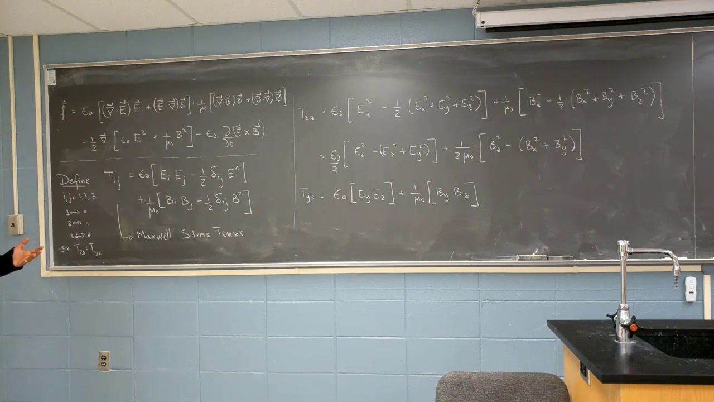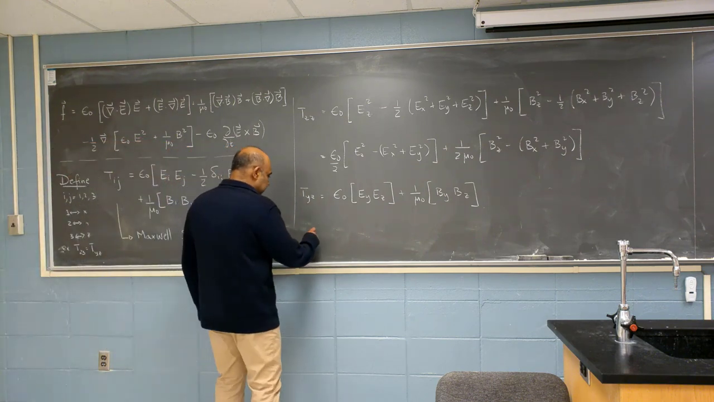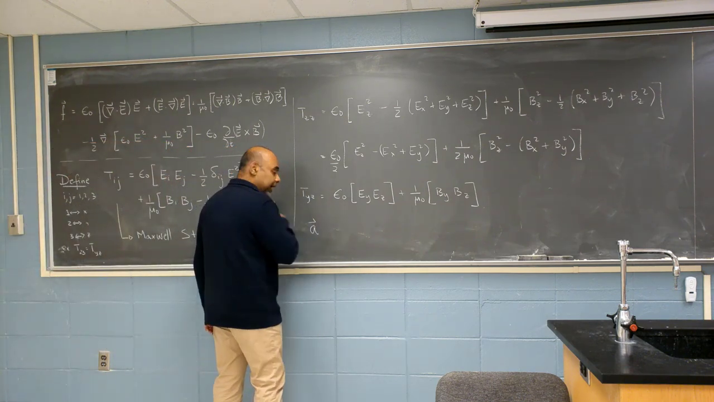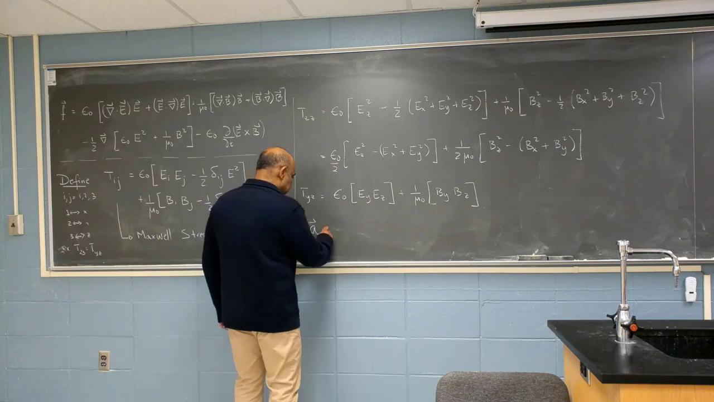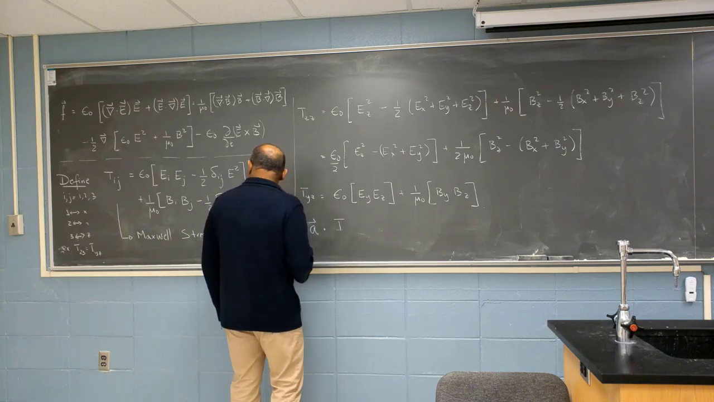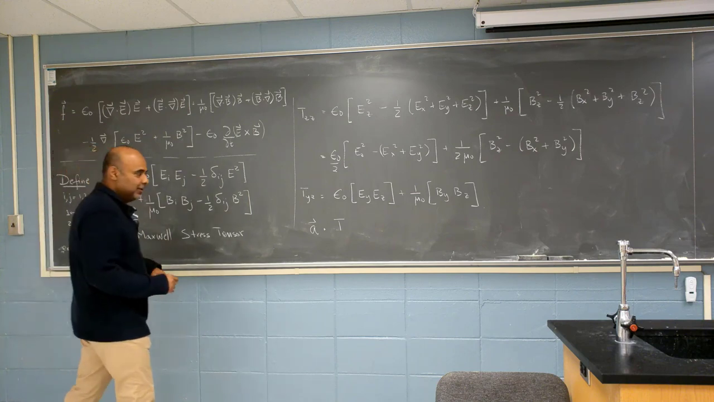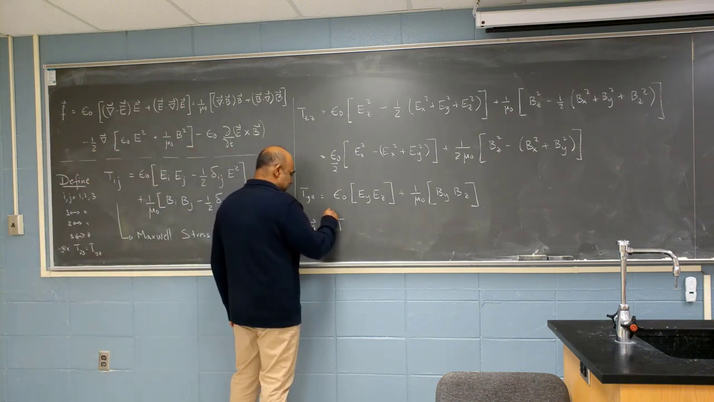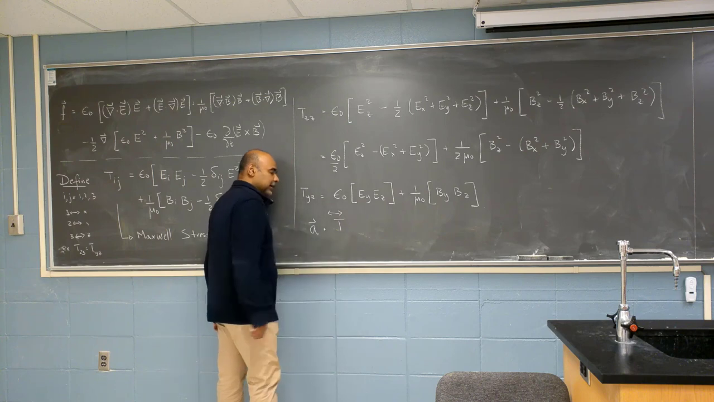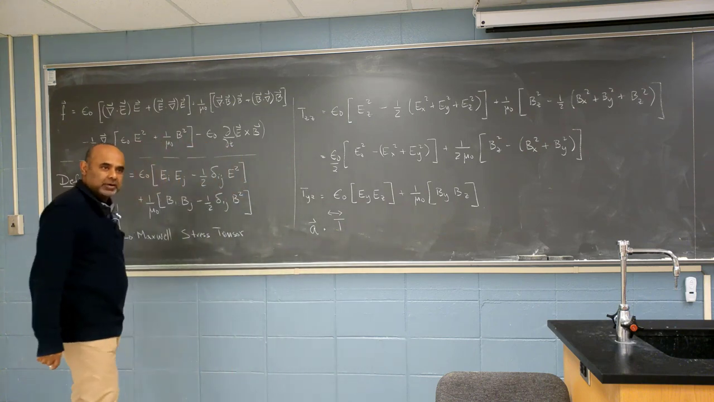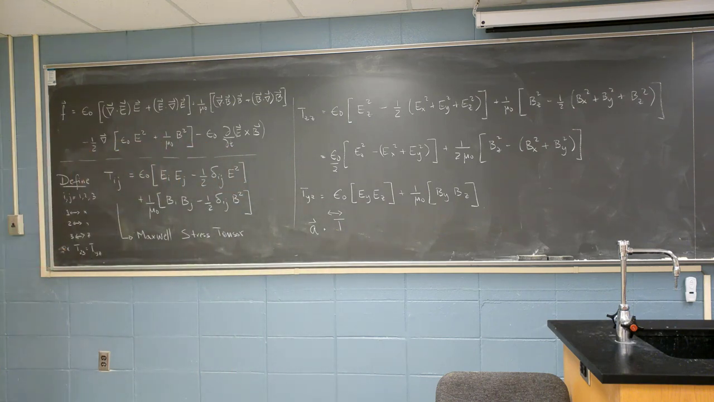But I know what we can do with it. I can take dot products with vectors on both sides. For example, I'll take a vector A, and I can dot it with this T. T has two indices, so here's the funky notation, and this is really only because it's an introductory course. This is not used very extensively.